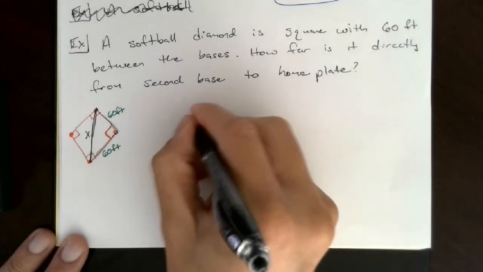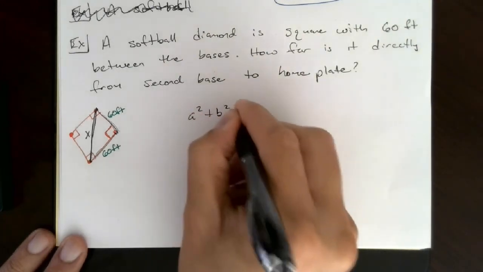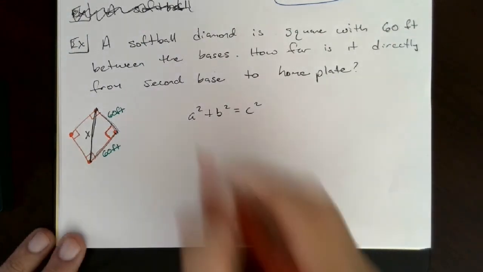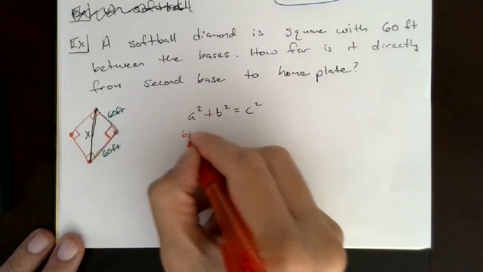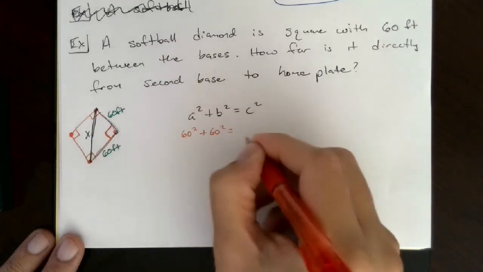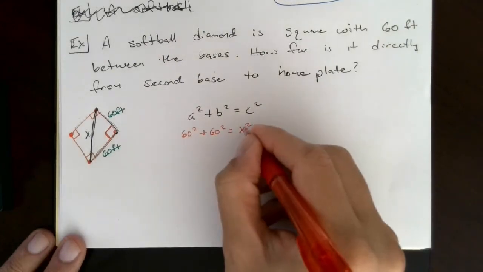Remember, the Pythagorean theorem says a squared plus b squared equals c squared. And remember, a and b are the legs. It doesn't matter which order. In this case, they're both 60. So it's 60 squared plus 60 squared equals c squared. Well, that's my hypotenuse, which I called x, so I'll call it x squared.